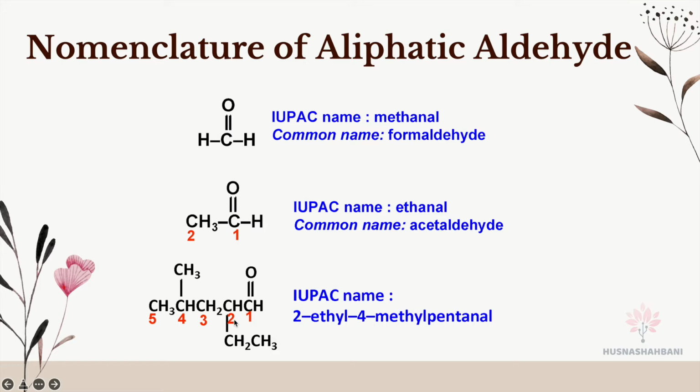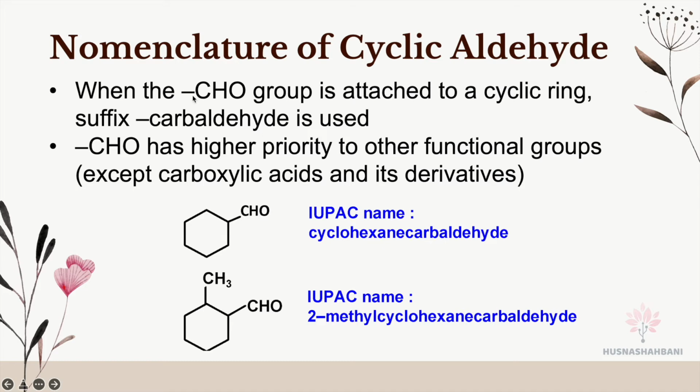Here, 5 carbons in total, so the parent name is pentanal. You don't need to put 1. We know that this is 1. The carbon double bond O is 1. You don't need to put 1-pentanal. The parent name is pentanal, and at carbon 2 and carbon 4 there are 2 substituents, carbon 2 ethyl, carbon 4 methyl. So the IUPAC name for this compound is 2-ethyl-4-methylpentanal.